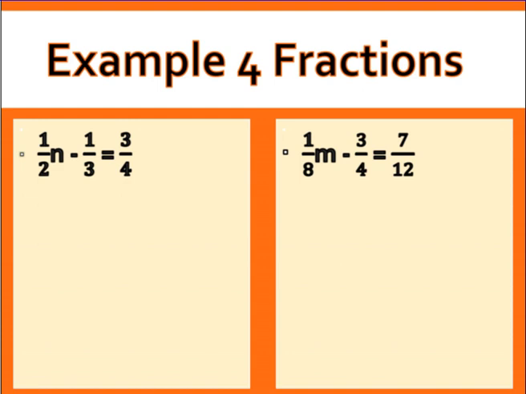And that's what I'm going to do right here. So I'm going to multiply all of this. The common denominator of 2, 3, and 4 is 12. So I'm going to multiply everything by 12 to get rid of the denominator. So 12 divided by 2 is 6.